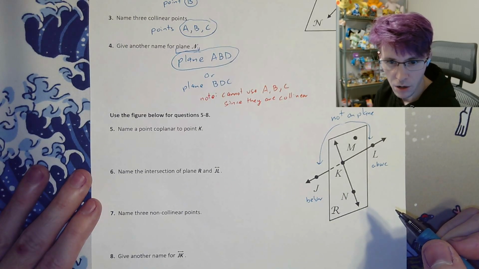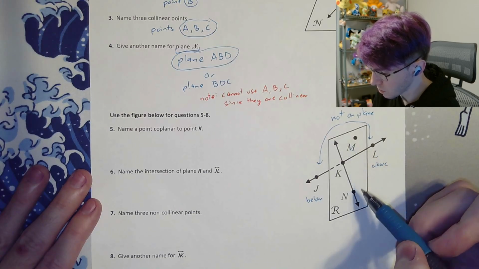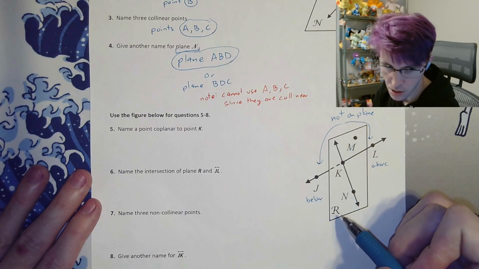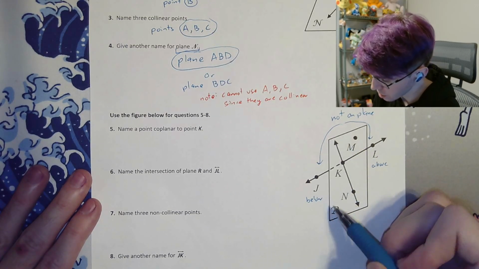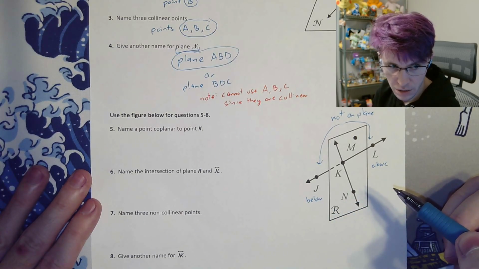So you're going to name a point coplanar to it. There are only two correct answers. You can either say the letter M or the letter N. You cannot use the letter R. Letter R is a plane. It's that cursive curly letter, which is only for the planes.